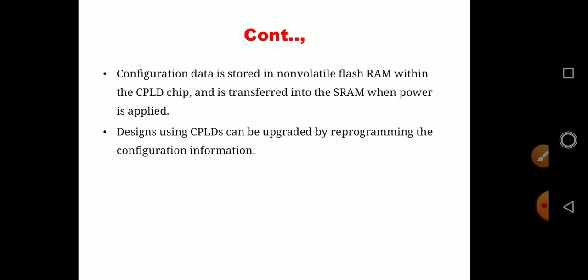The configuration data is first stored in the non-volatile flash RAM. So within the CPLD chips, first the data is stored in non-volatile flash memories, and then it is transferred to static RAM when power is applied. There are multiple connecting pins used to program this flash RAM, and you can program the flash RAM even when the device is connected to a system. That means the design using CPLDs can be upgraded by reprogramming the configuration information whenever it is connected to the system. At that time also you can reprogram the configuration bits.